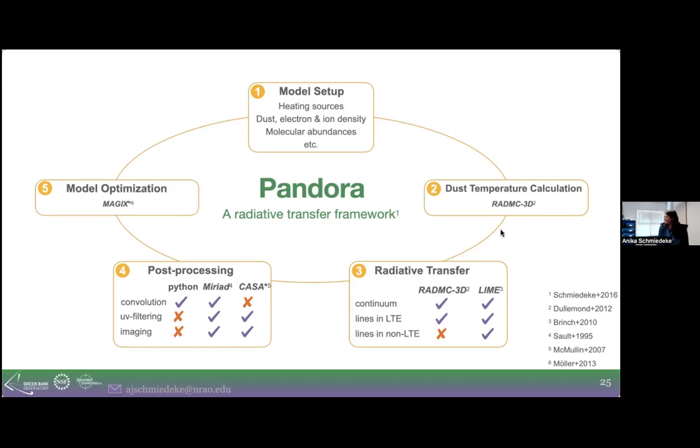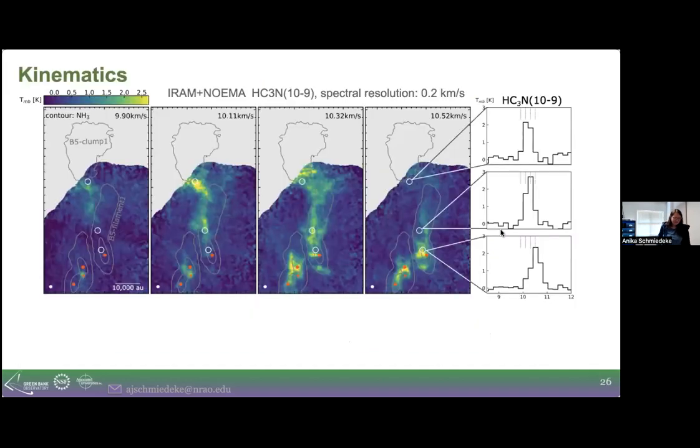And the fifth step is model optimization. You can use routines that will automatically look for the best parameters that fit your data. Additional data that you need when you do all this are molecular data files and opacities. That's lots of data that you need from archives in order to actually run the radiative transfer modeling. So that's the framework that we use in the background.